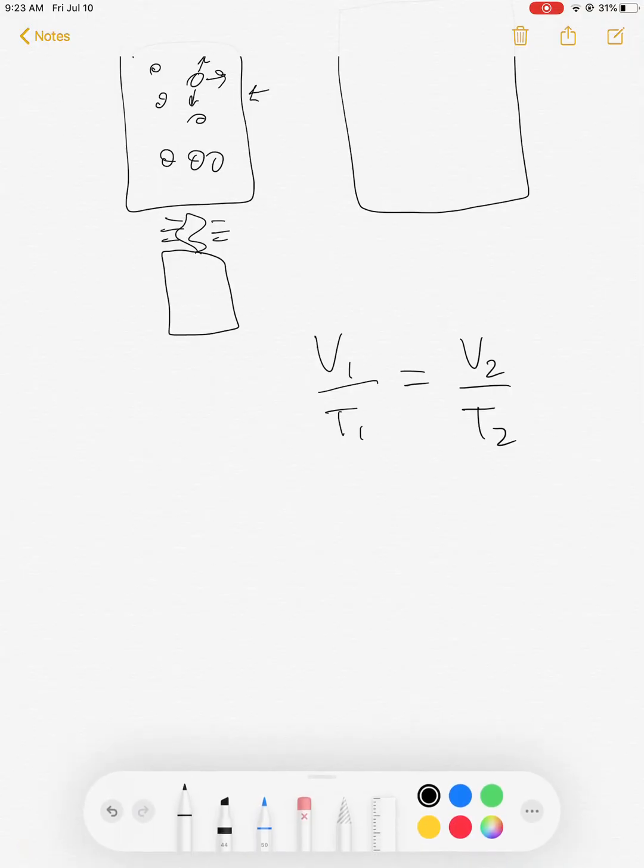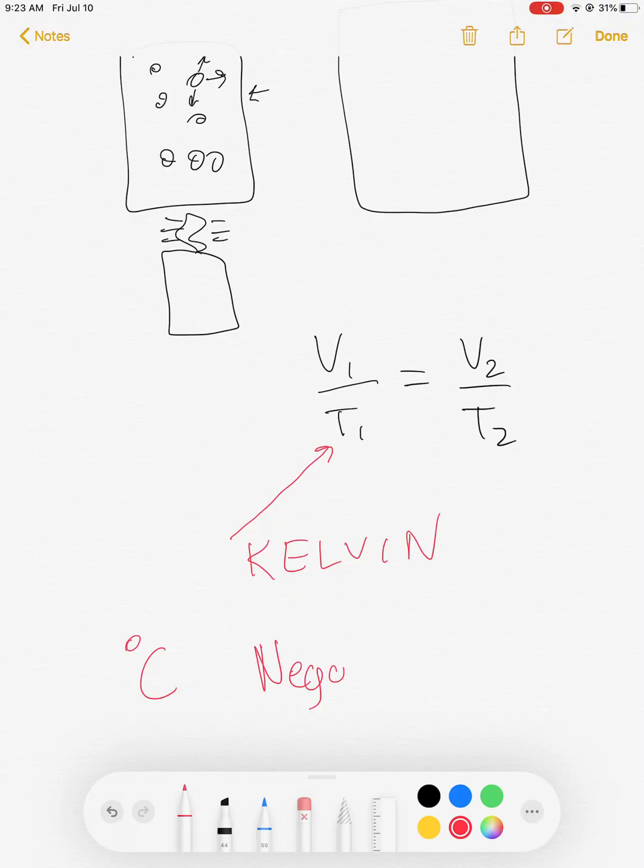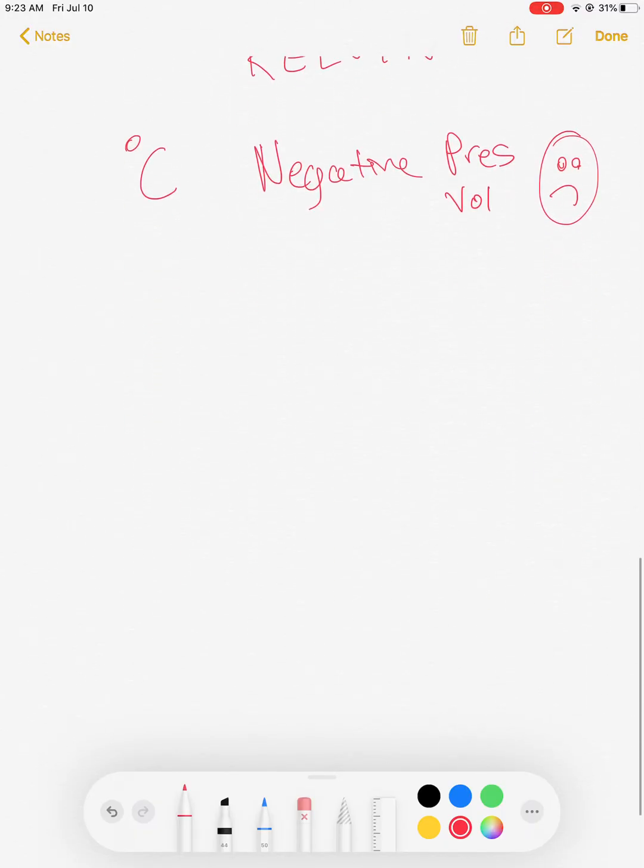Now, what I want to talk about here is this temperature thing. You must use absolute temperatures. In other words, with all of the problems in Chapter 7, you must use the Kelvin temperature scale. Because if you use the Celsius temperature scale, you will get some negative pressures and negative volumes. And you can't have that. That's bad, okay? So you gotta make sure with all of them that you use the Kelvin temperature scale.